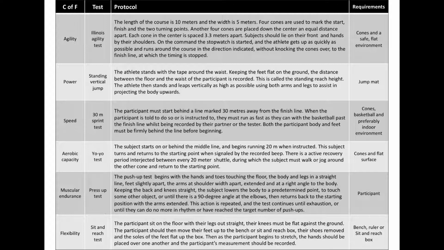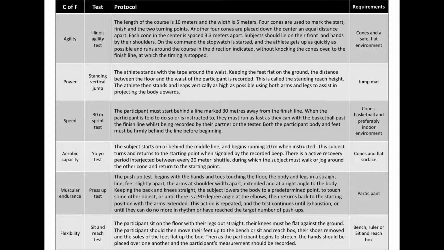The third component of fitness was speed. I chose the 30-metre sprint test and adapted it with a basketball. The protocol for this was that the participant must start behind a line marked 30 metres away from the finish line. When the participant is told to do so, or instructed to, they must run as fast as they can with the basketball past the finish line, whilst being recorded by their partner or the tester. Both the participant's body and feet must be firmly behind the line before beginning.